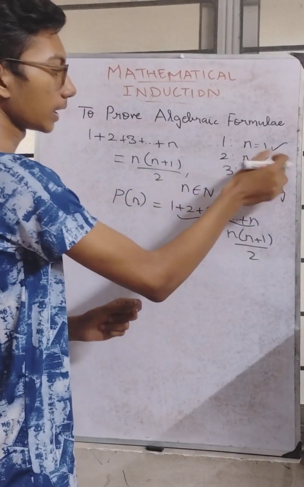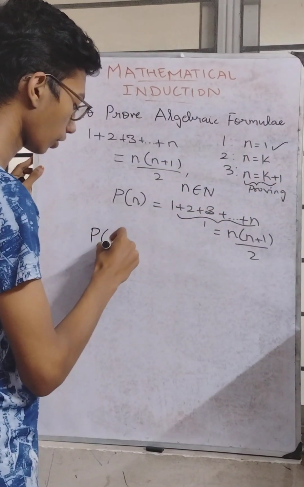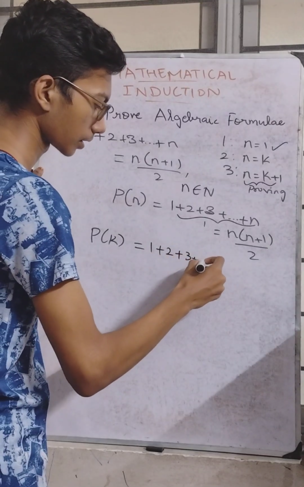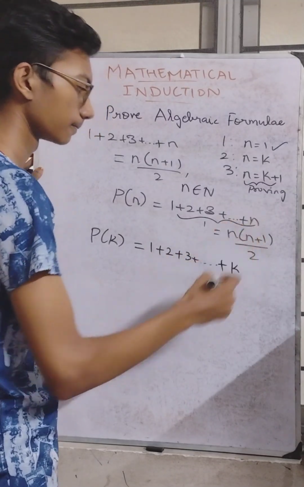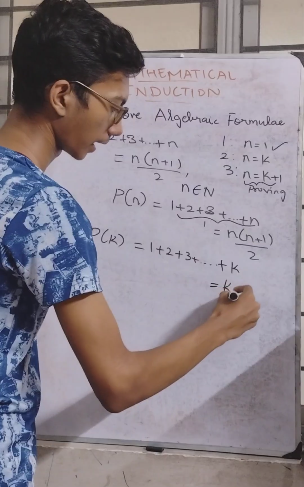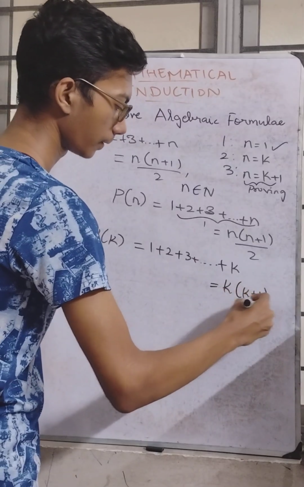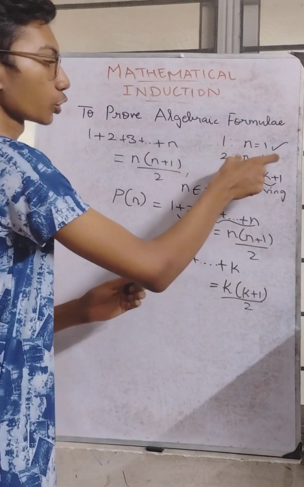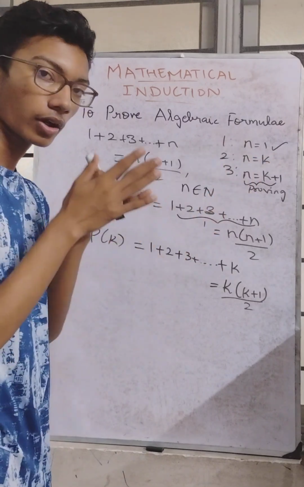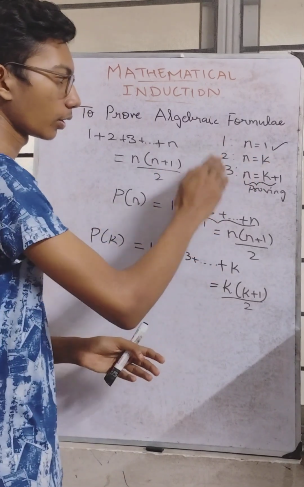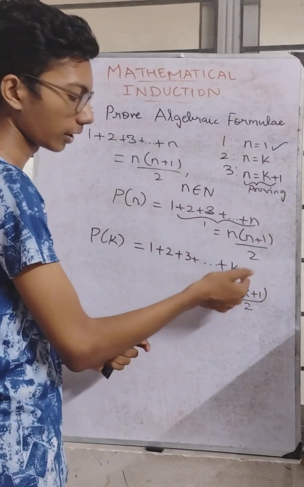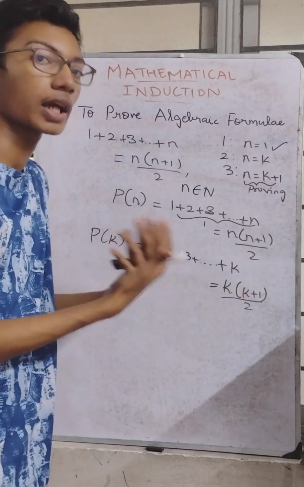Next we need to put n equal to k. So P of k equal to 1 plus 2 plus 3 plus up to k terms is equal to k of k plus 1 by 2. This we need not prove because this is the assuming step. So we have to assume that when n equal to k, it works for this equation. So when we put a value for k, it works. So that's what we are assuming.